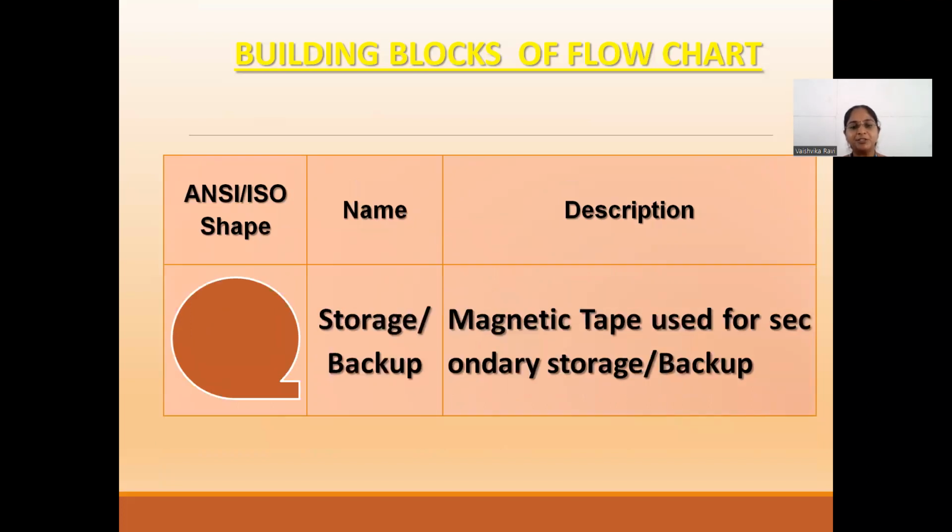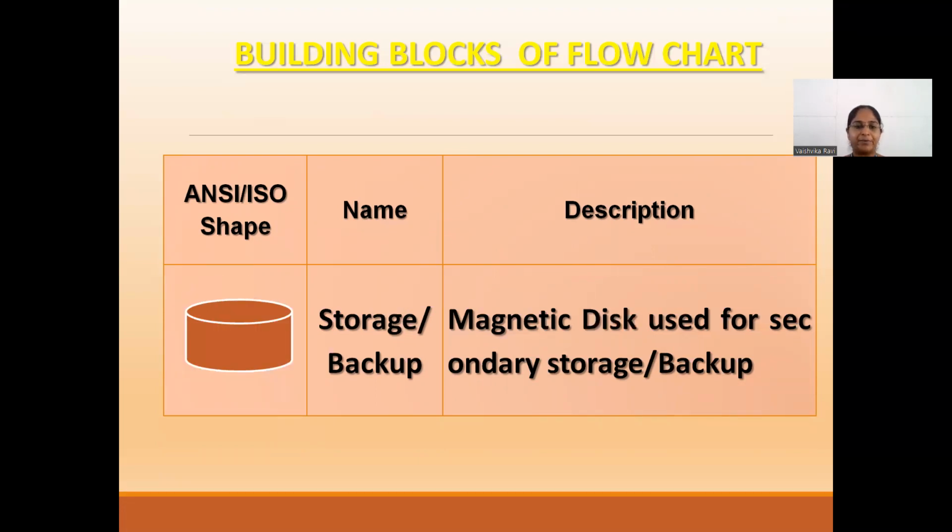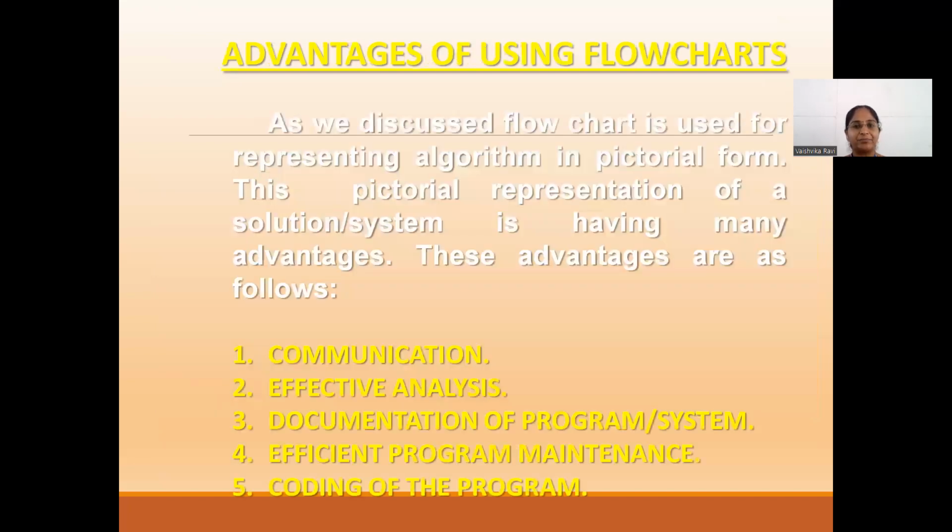Next one is the storage or backup. It is a magnetic tape which is used for secondary storage or backup. And next one is the magnetic disk symbol, which is used for storage. It is a magnetic disk used for storage, secondary storage or backup.